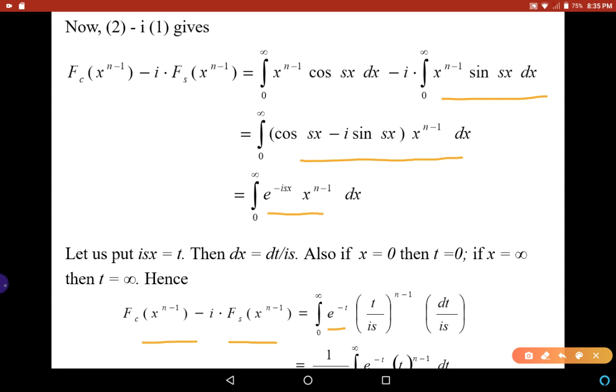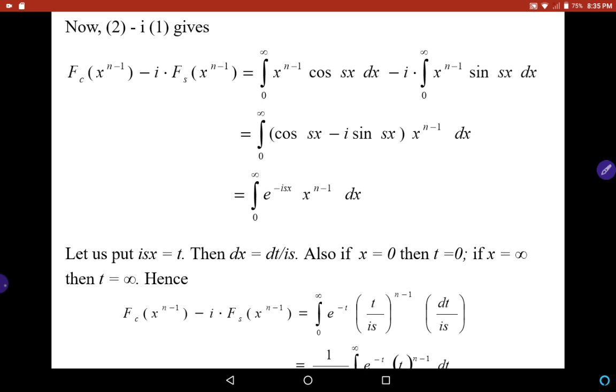Now upon simplification we get this as 1 by i power n, because we have i power n minus 1 into i power n into s power n minus 1 into s gives s power n, integral 0 to infinity e power minus t into t power n minus 1 dt.